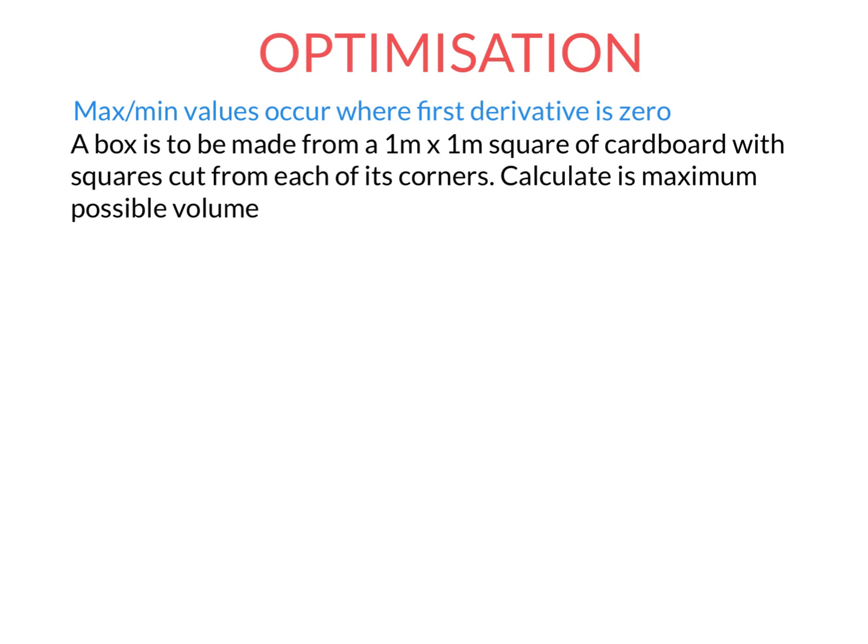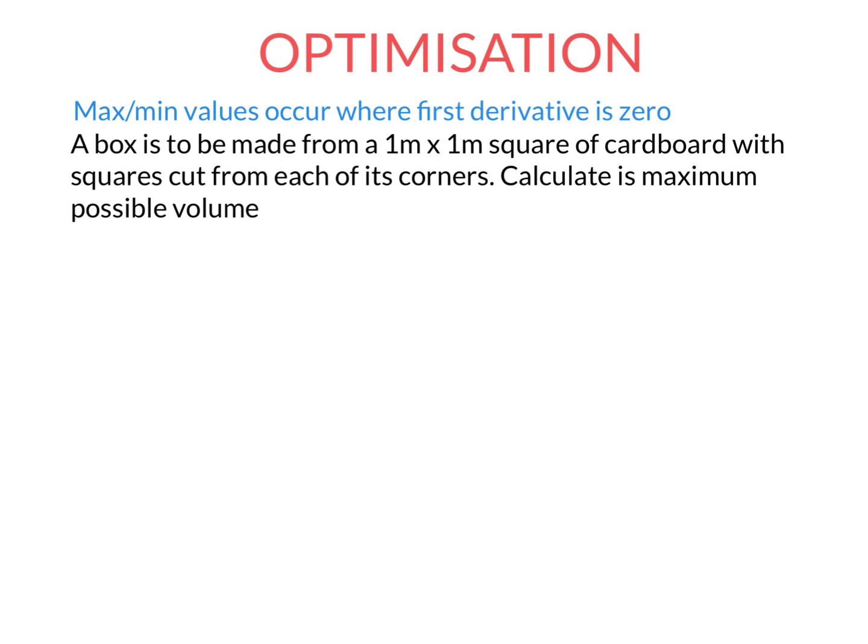So the process here is actually pretty simple. Either we're going to be given a function or we need to find a function, and then we simply need to differentiate it and find where its first derivative is equal to 0. So let's look at this question. A box is to be made from a 1 by 1 meter square of cardboard with squares cut out from each corner. Calculate its maximum possible volume.